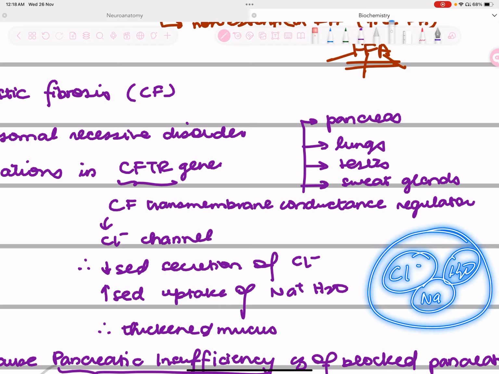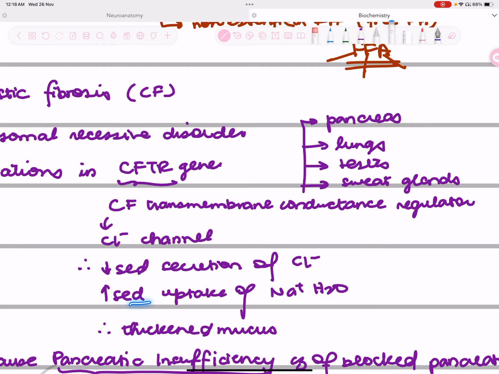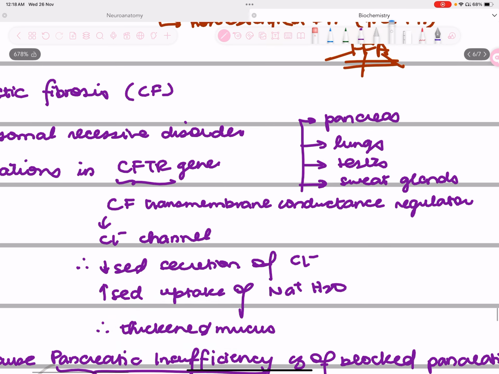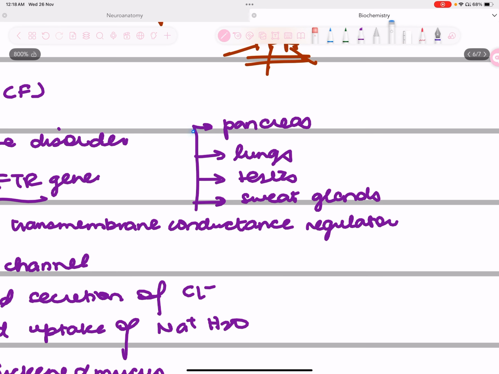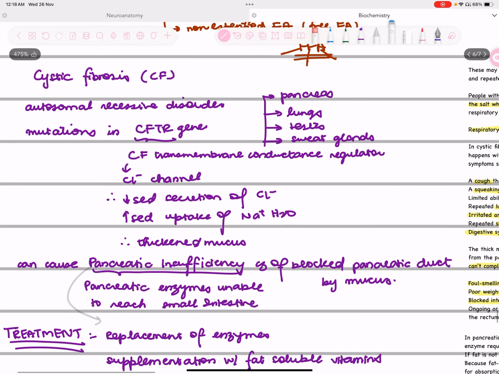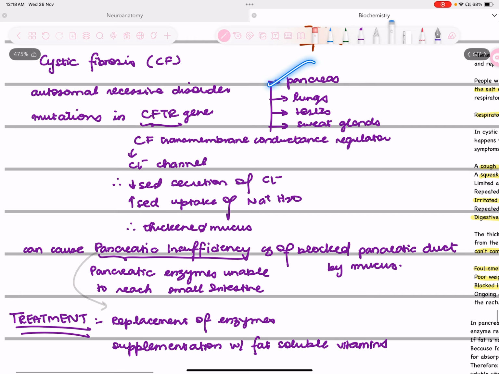So this will cause increased uptake of sodium and water, so there'll be thickened mucus. Now, this mucus is really dangerous. How can it affect us? It can affect four of our organs: the pancreas, the lungs, the testes, and the sweat glands. In the pancreas it can cause pancreatic insufficiency because it's going to block the pancreatic duct. And what does the pancreatic duct do? It releases the enzymes into the stomach.